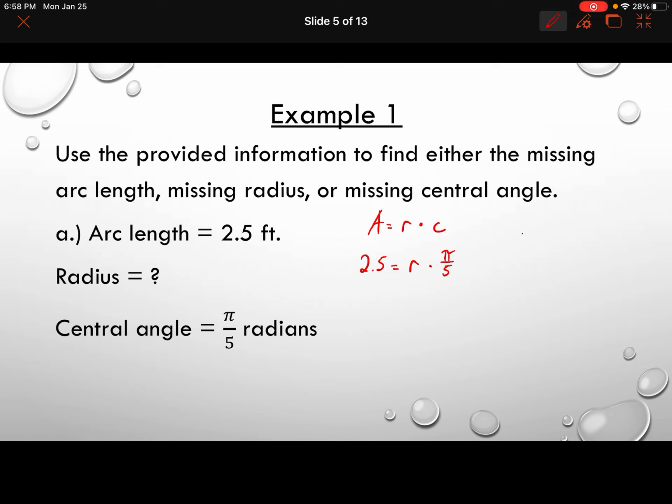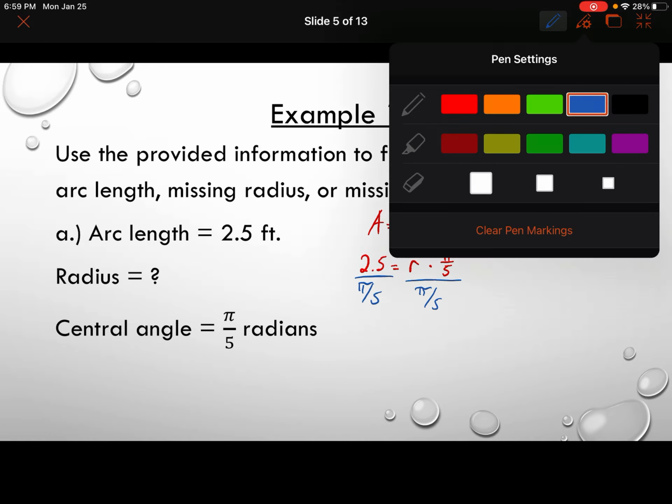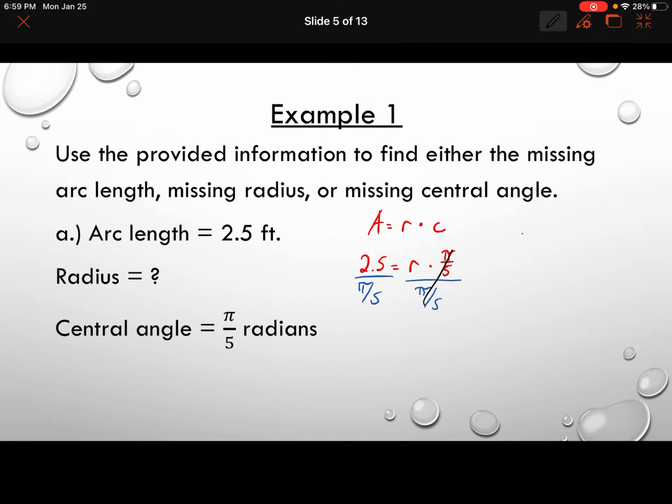At this point it just becomes an algebra problem of solving for a variable. Since we have r times pi over 5, in order to cancel out multiplication by pi over 5, we can divide by pi over 5. That cancels that out, and on the right side we are left with 2.5 divided by pi over 5. Then we just plug that into a calculator and we get our answer. Now, that's one way you can do it. The other way, which applies any time you have a fraction that you want to get rid of.